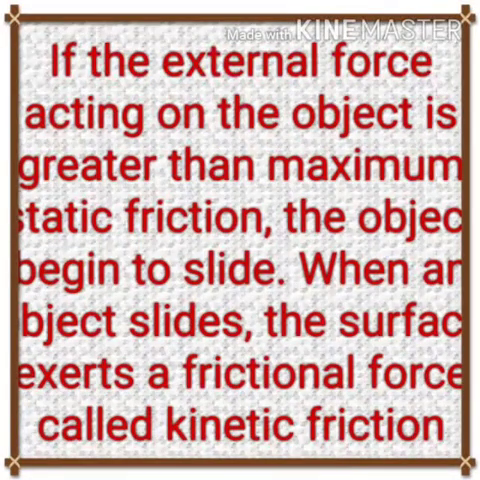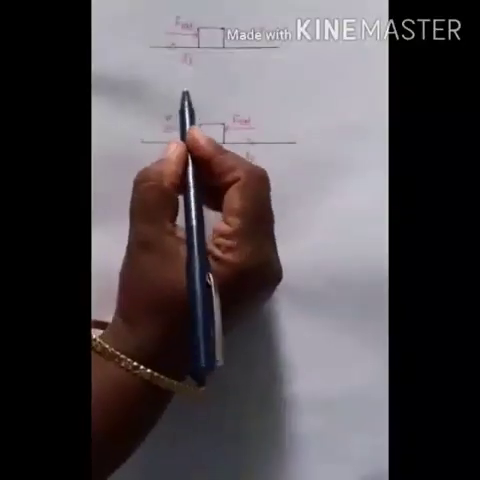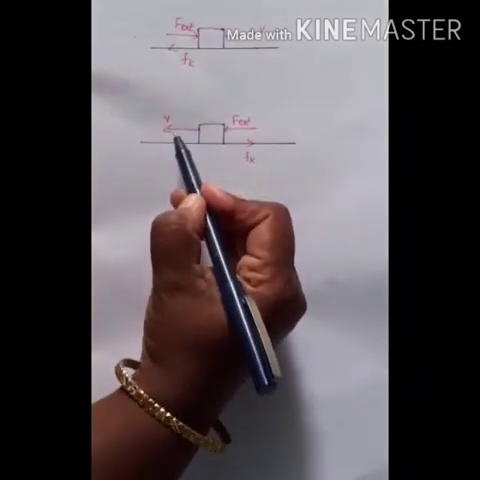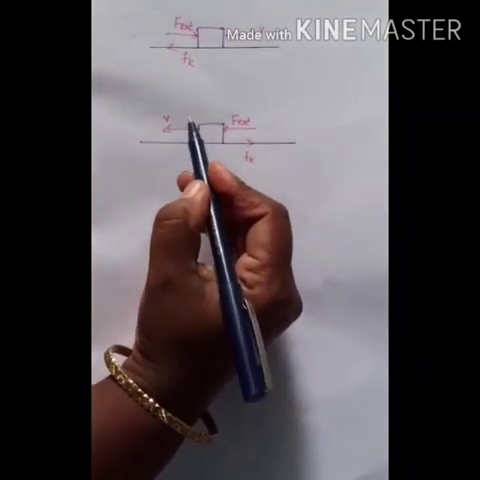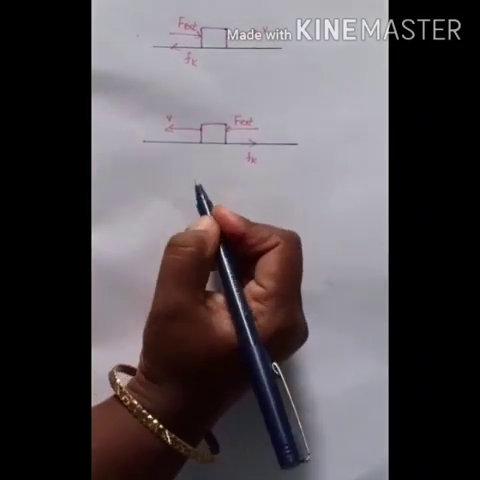When an object slides, the surface exerts a frictional force called kinetic friction, F_k vector. It is also called sliding friction or dynamic friction. To move an object at constant velocity, we must apply a force which is equal in magnitude and opposite to the direction of kinetic friction.